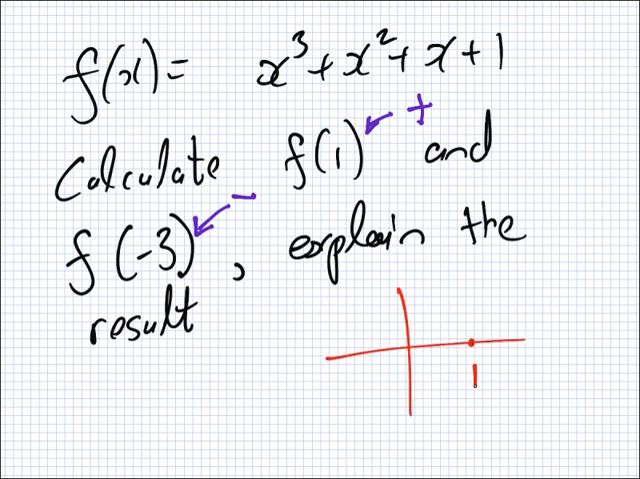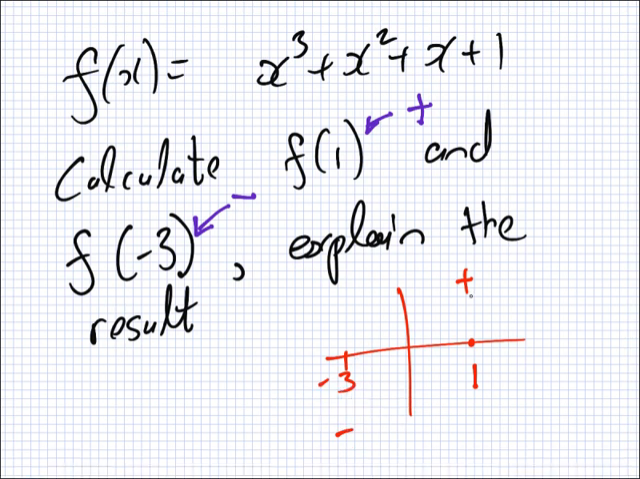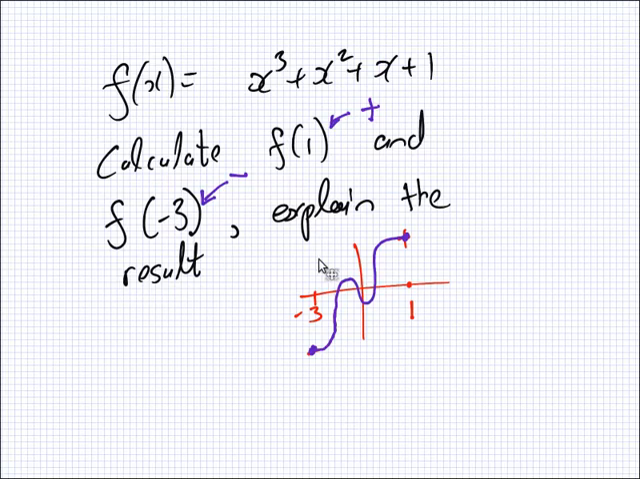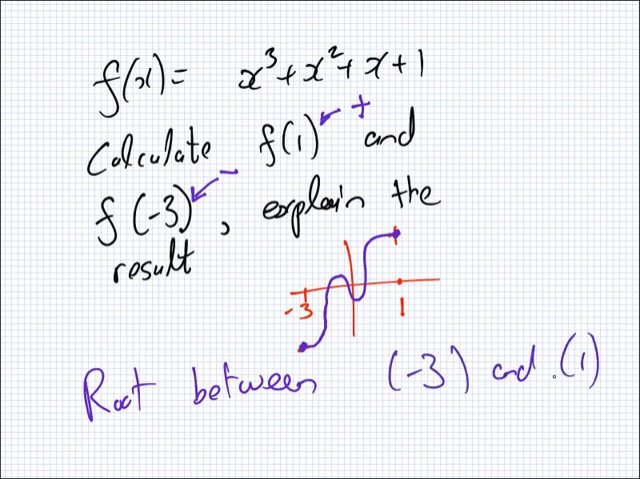When you put in 1, you get a positive number. When you put in -3, you get a negative number. So the only way that can happen is if at some point, at least once, but maybe even more than once, the graph crossed through the x-axis. That's the only way to connect these 2 points, isn't it? So therefore, the answer is, there must be a root between -3 and 1.